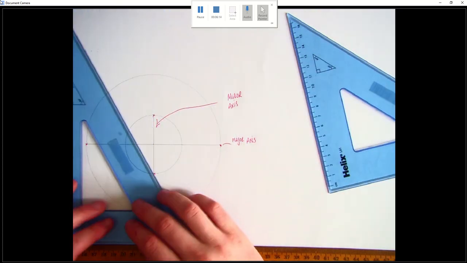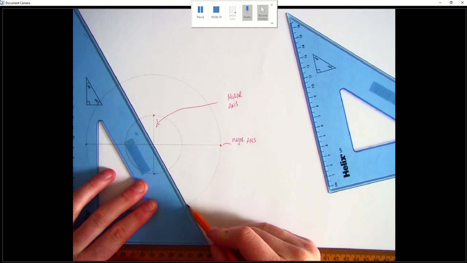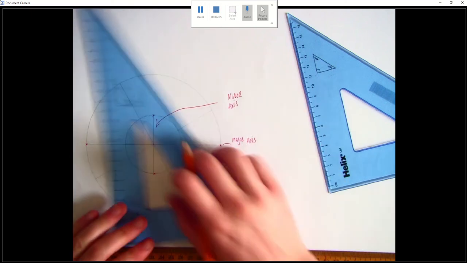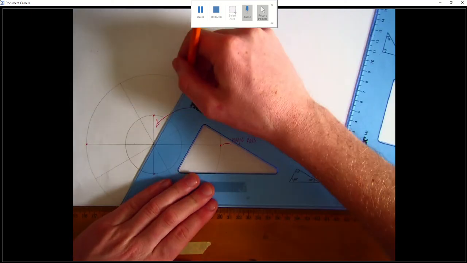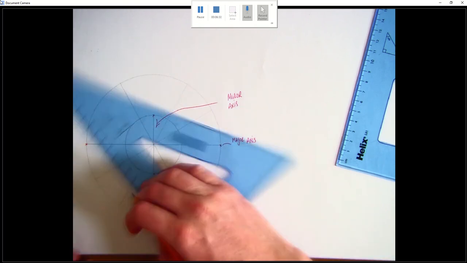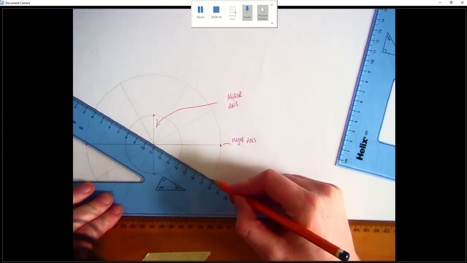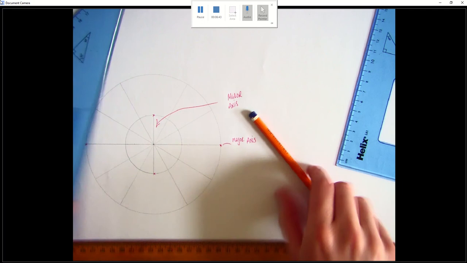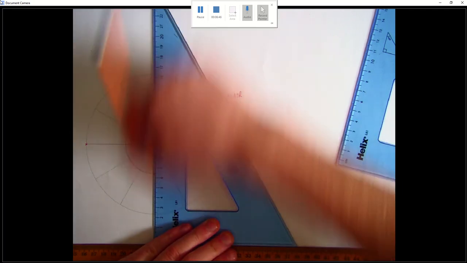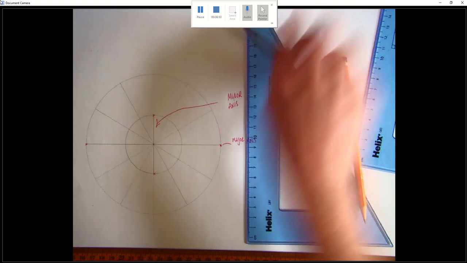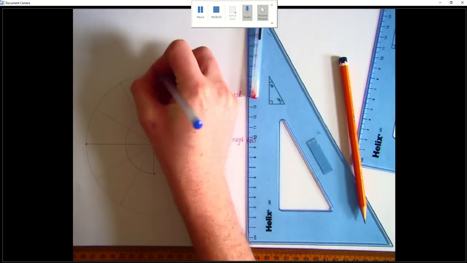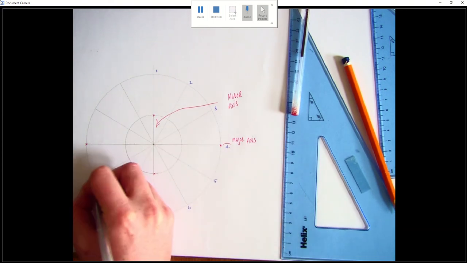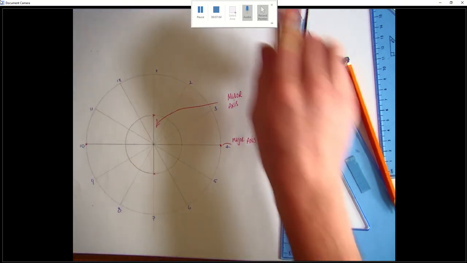I need to find a series of more points around here in order to draw it in. What I'm going to do is use my 30-60 degree set square and draw lines using it, passing through the center point of the circle. Like so. So I'm after dividing it up into 12 different parts. Now, so I have 1, 12.